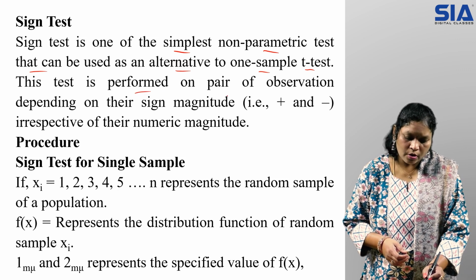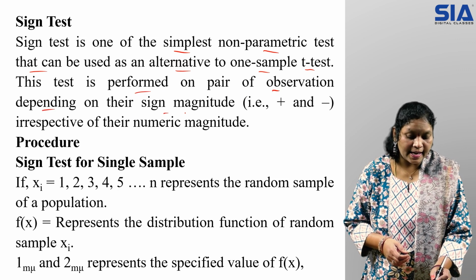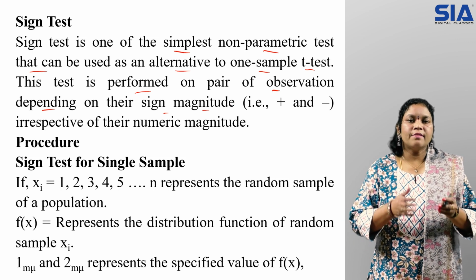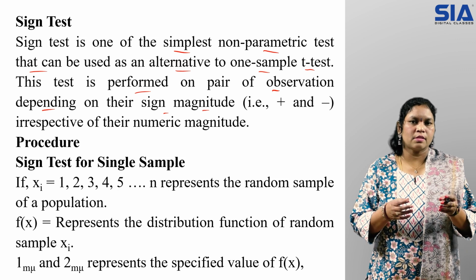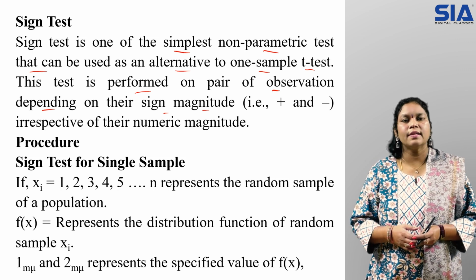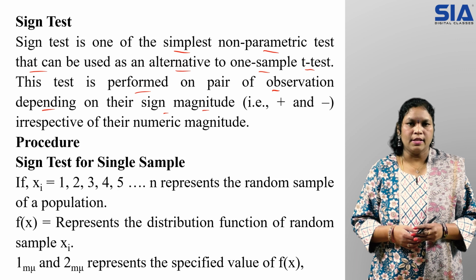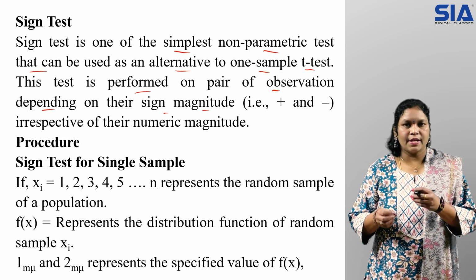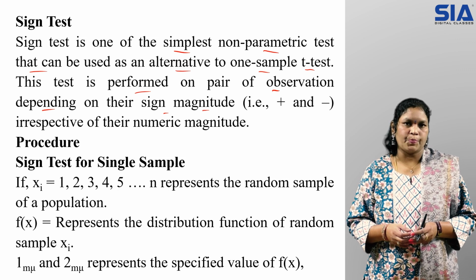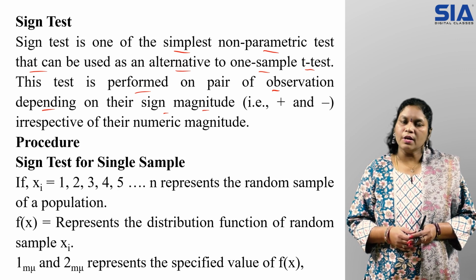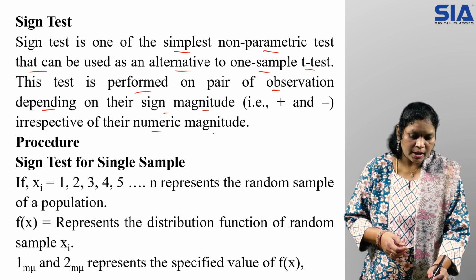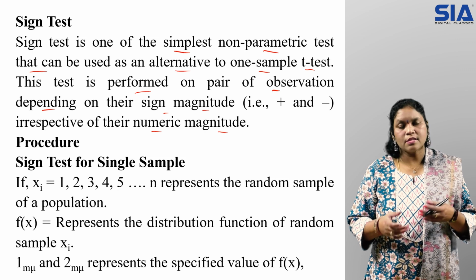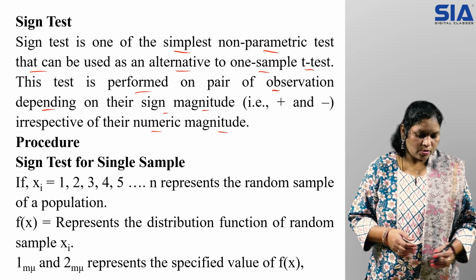This test is performed on pairs of observations depending on their sign magnitude. Sign test is particularly useful when the data is given in terms of symbols, like presence, plus symbol, absence, minus symbol. We have the data in symbols. Whenever we have such type of data, and in pairs we get the observations, we go for sign test irrespective of the numeric magnitude, meaning numbers are not required. If symbols are there, still we can go for sign test.